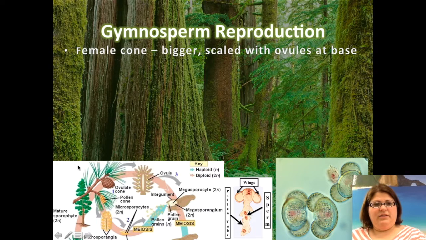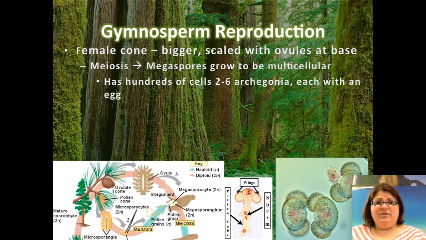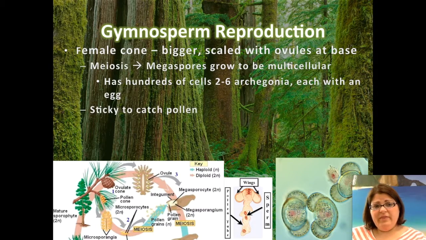The scales just refer to the little spikes on the cone, and the ovules are found at the base of the scales. Meiosis produces megaspores, which are multicellular, so there's hundreds of cells big enough to see, and each one has 2 to 6 archegonia, in other words, ovule-producing structures. They're also sticky so that they can catch the pollen.